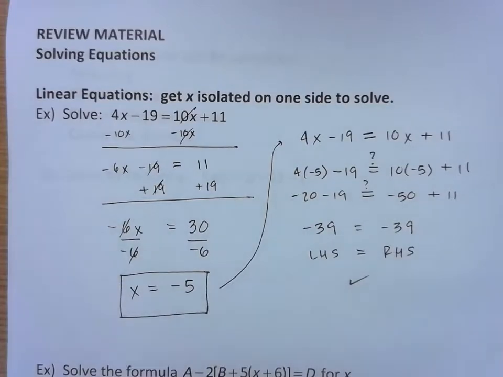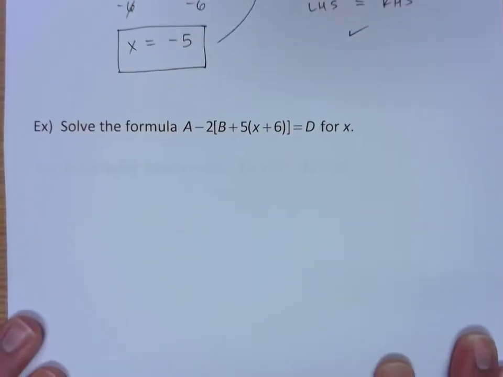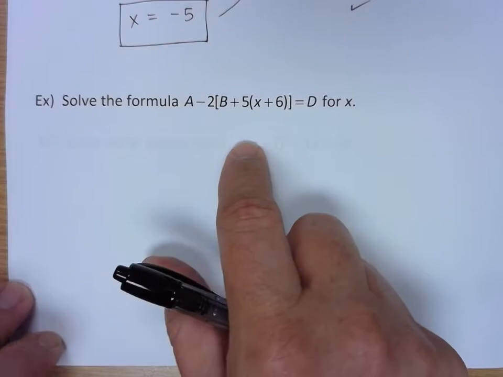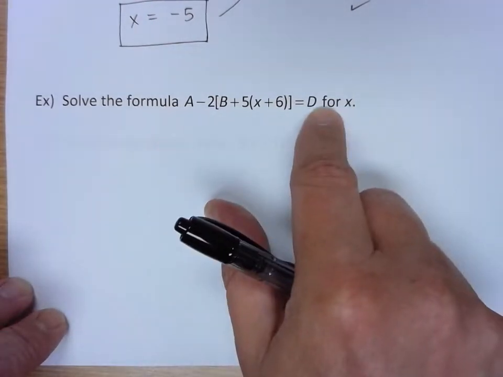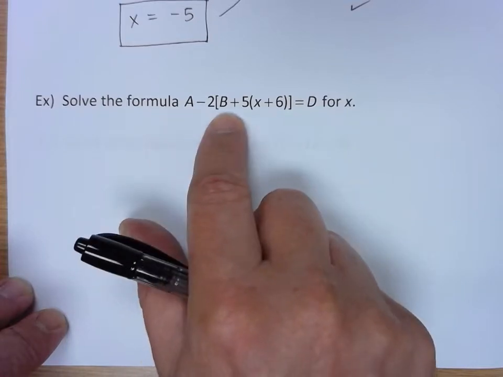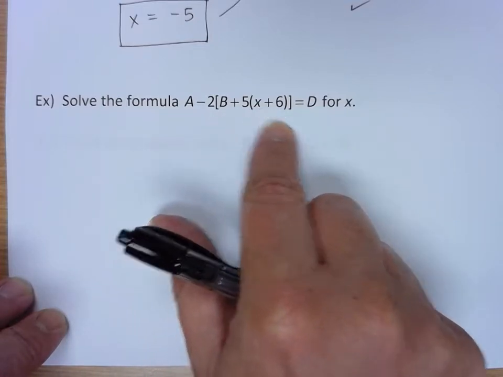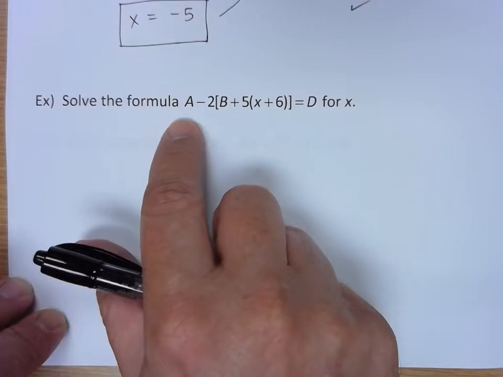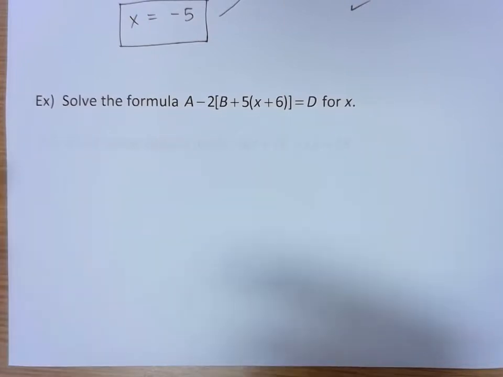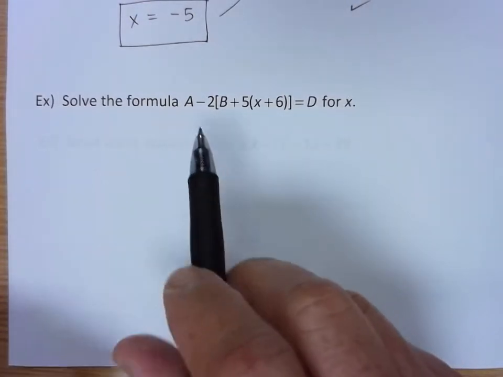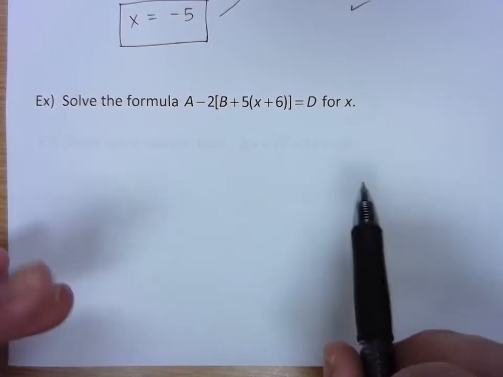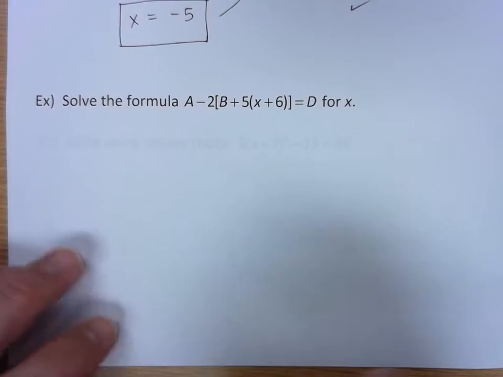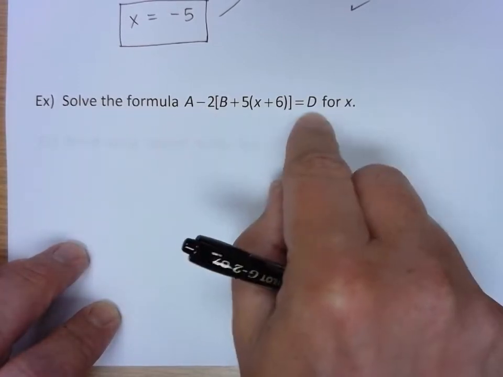Okay. Another example of a linear equation is something as simple as just solving a formula for a variable. So there are 4 variables mentioned in this formula. There's a capital A, a capital B, a lowercase x, and a capital D. And you're asked to solve this formula for x. So that means the other variables, the A, the B, and the D, will be left in the answer after you've solved for x.